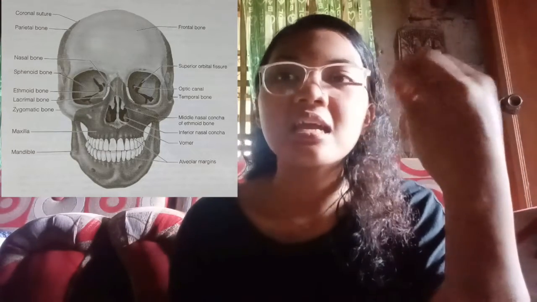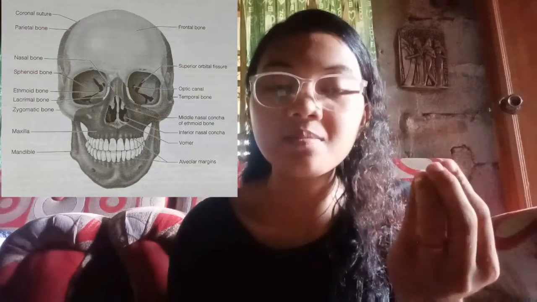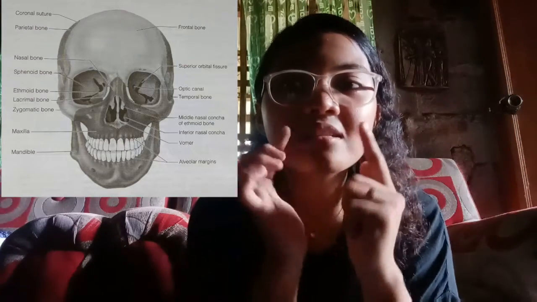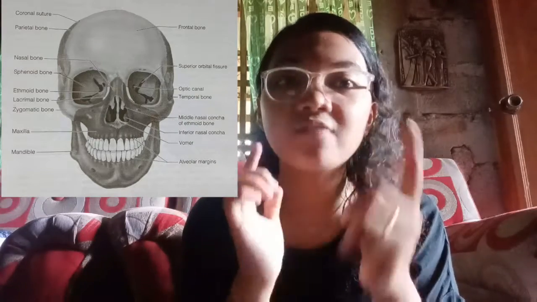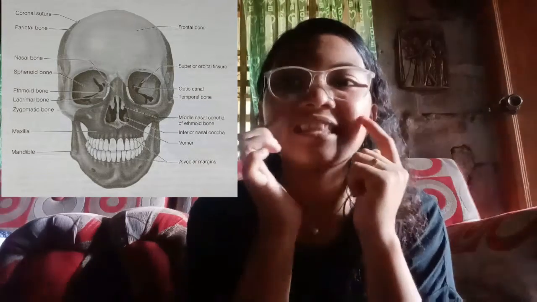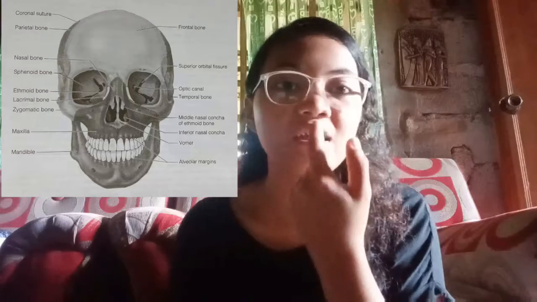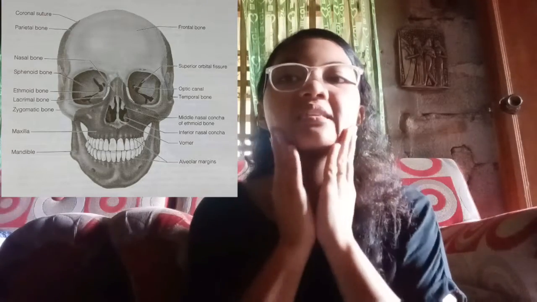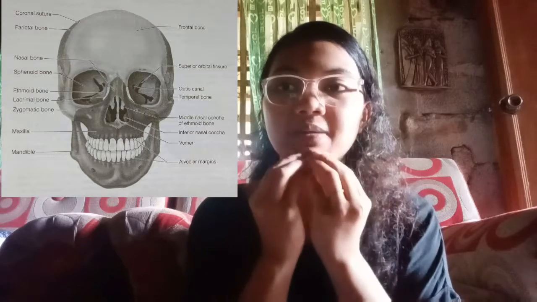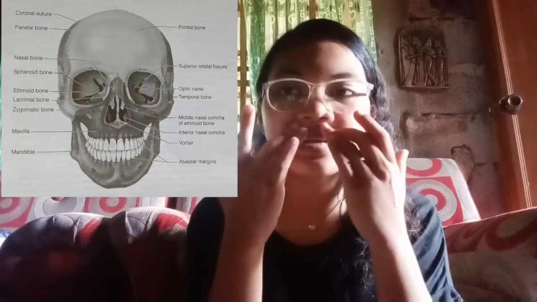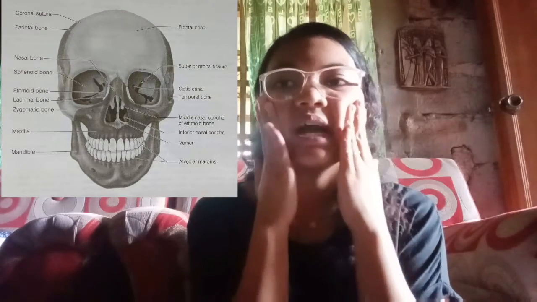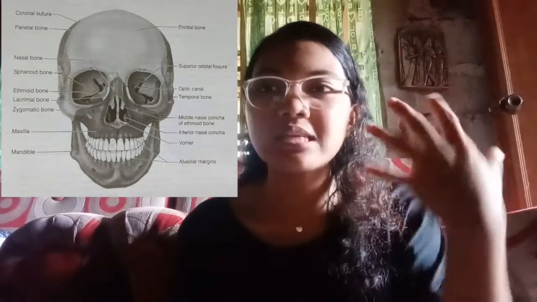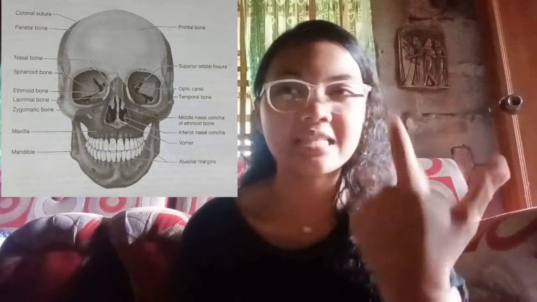optic canal, and there is the superior orbital fissure, and then in our nasal cavity there is the middle nasal concha of the ethmoid bone, and then the vomer and the inferior nasal concha. And then here is the mandible. Mandible is here. And then the maxilla, the zygomatic bone, and then the ethmoid bone is inside, and then the sphenoid bone is also inside, inside our skull.